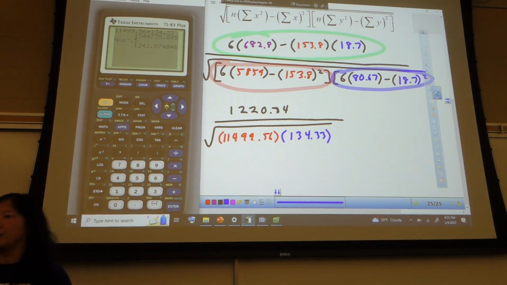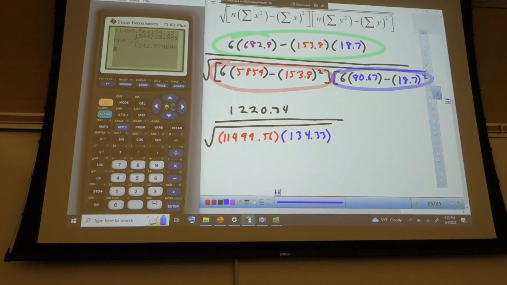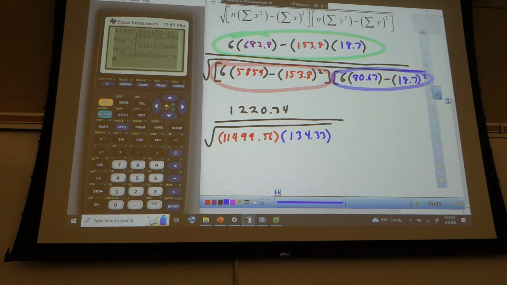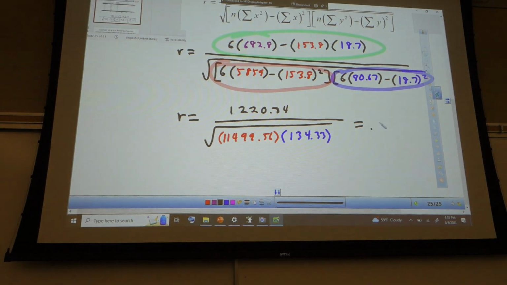Does that make sense for folks? Because x to the -1 is 1 over x. So I'm just going to raise it to the -1 power because I'm lazy. You don't need to know how to do that. If you don't want to do it, you can just do it the other way. And then multiply it by 1220.74. And you'll get 0.982. All good? That is our R.